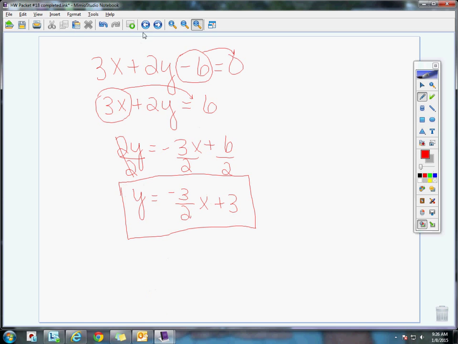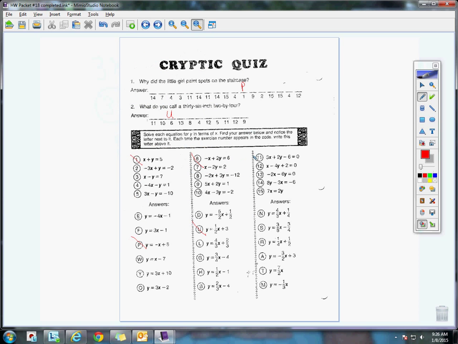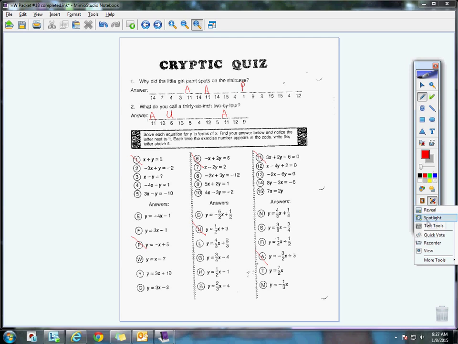So if we look back, y equals -3 over 2x plus 3 is this answer right here, A. So that was number 11. So wherever you see an 11, you're going to put an A. A and an A. And that's it. It's the exact same steps for all the other ones. So if you have any questions, you get stuck, come to tutorials and we will help you out.